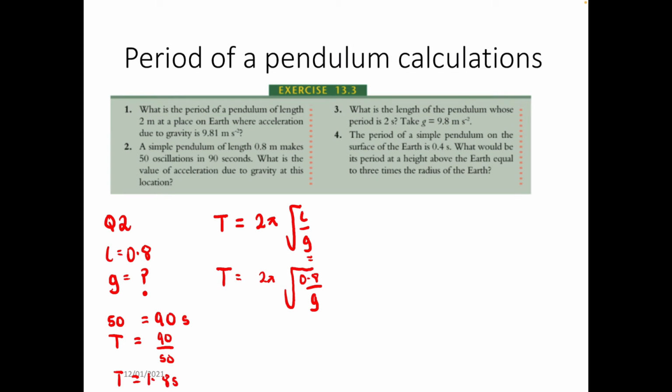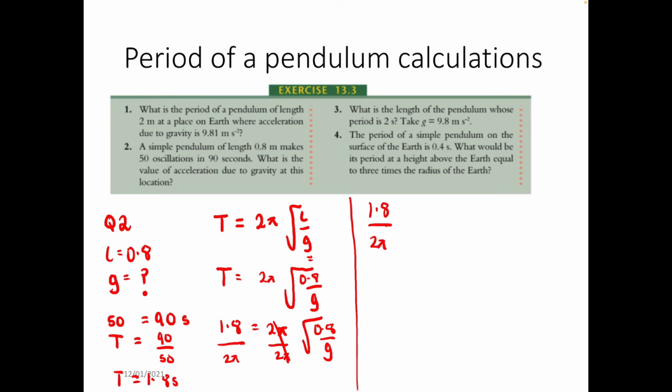Let's substitute this into our equation and solve for g. 1.8 is equal to 2 pi times the square root of 0.8 all over g. Okay, when I'm solving for g here, I want g on its own. That means I want g on one side of the equation and everything else on the other. The first thing I'm going to do here is divide both sides by 2 pi to move the 2 pi to the opposite side. This means that 1.8 over 2 pi is equal to the square root of 0.8 divided by g.